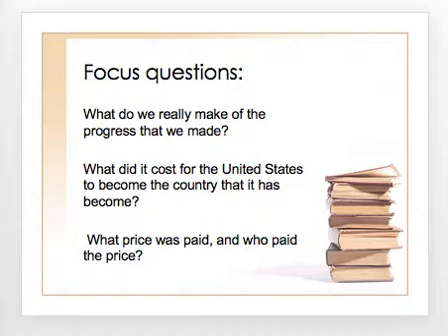Manifest destiny can be best defined as this idea that God has ordained that we have a given right to expand from sea to shining sea, from the Atlantic to the Pacific, that God has ordained that Americans have the right to explore, settle, and use the land in the West.